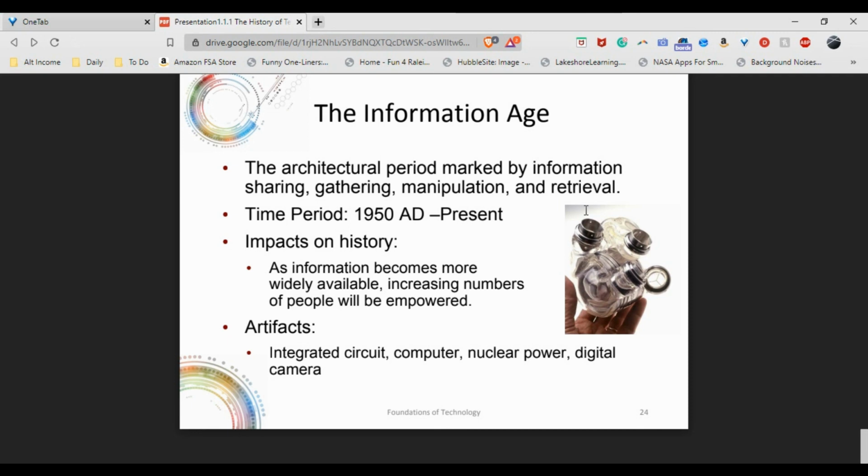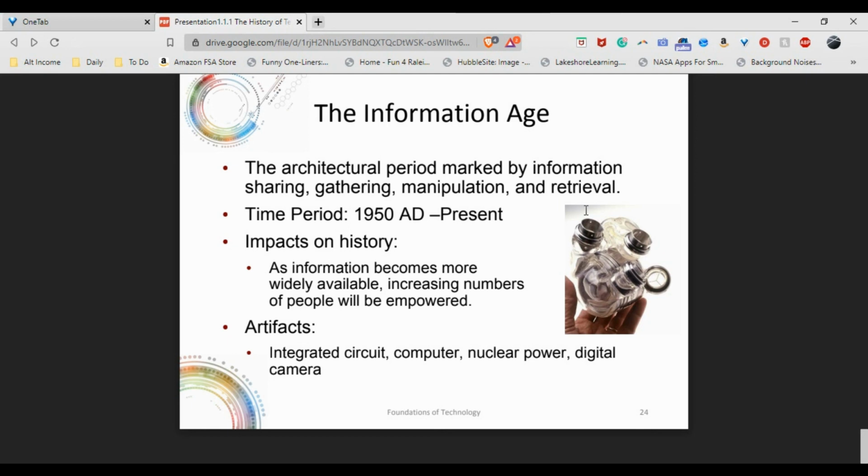If you have a cell phone, you have access to more information within less than 1 second in a Google search than I did in an entire encyclopedia set when I was a kid. So the amount of information that you have at your disposal is just incredible.